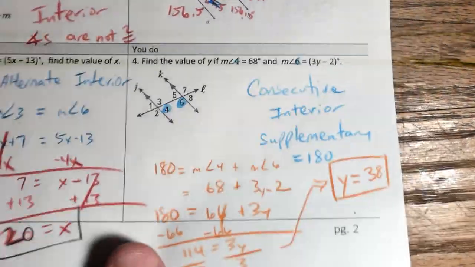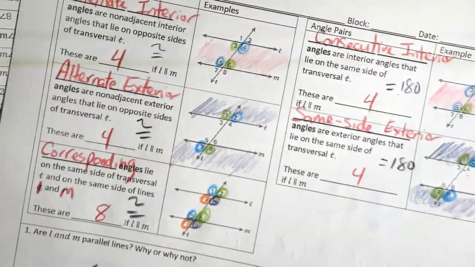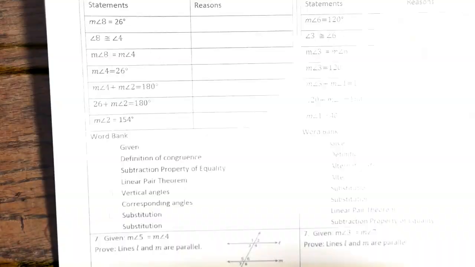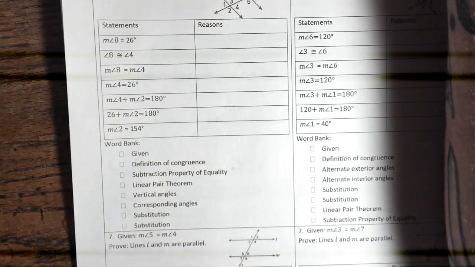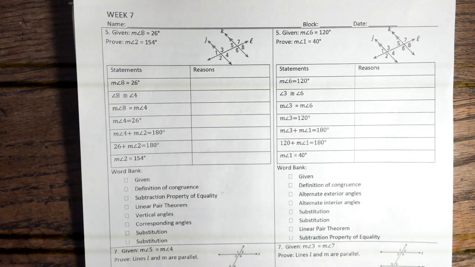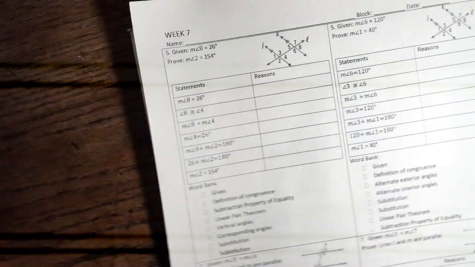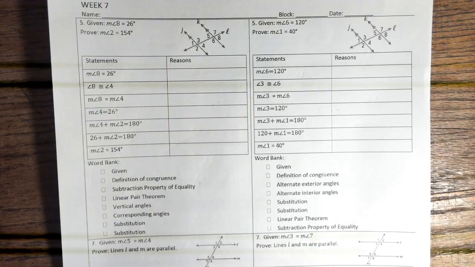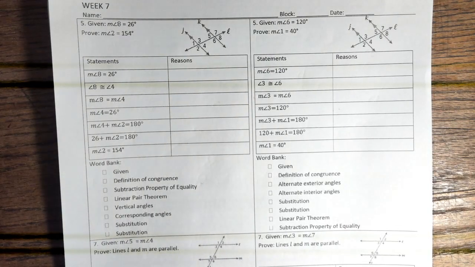All right, let's flip over to page 3. I'm going to zoom out a little more. I want you to be able to see the whole proof and the word bank. Give me just a second to adjust. I apologize. Okay, left side, page 3.